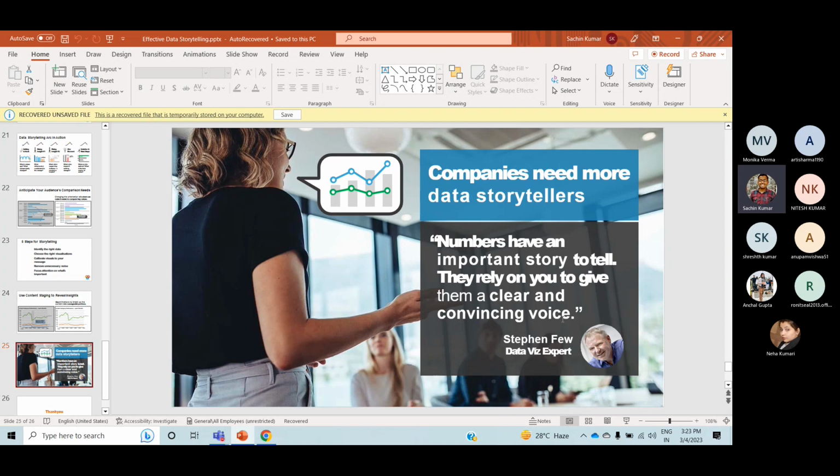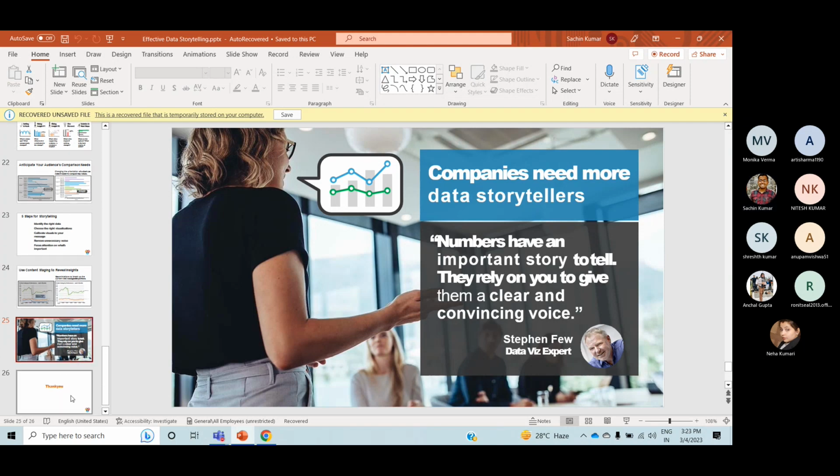And data storytellers also use four types of elements: first of all, character, setting, and conflict. And last is resolution, which I already talked about.